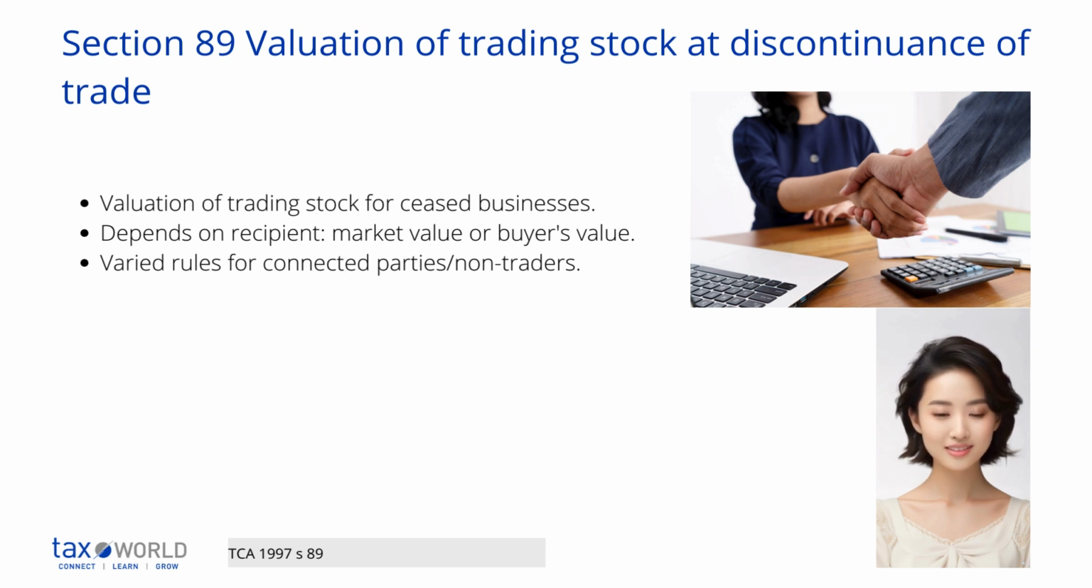This rule applies if the stock's value exceeds both its acquisition value and the price actually received. Both the seller and the buyer must choose for this rule to apply and include an election in the buyer's self-assessment return, signed by both parties.